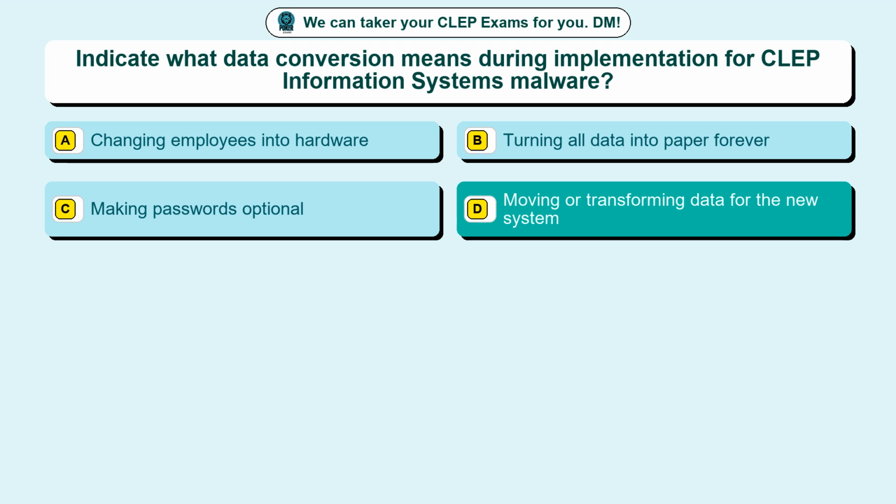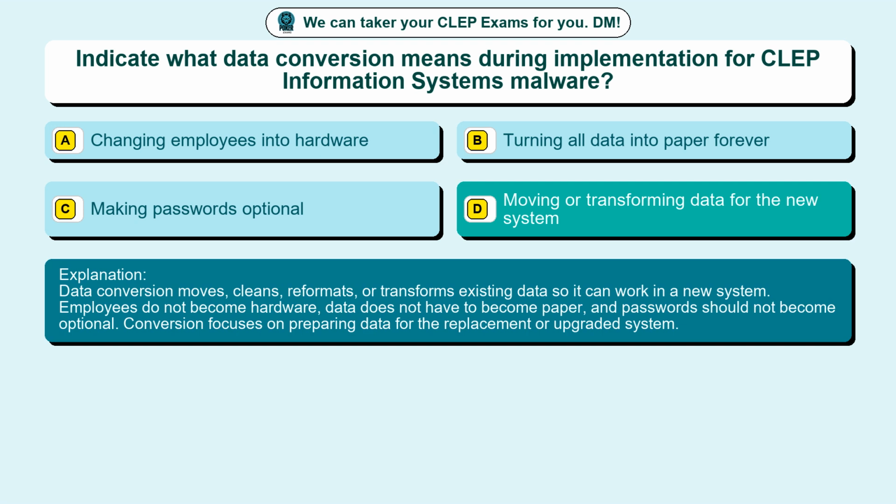The correct answer is option D, moving or transforming data for the new system. Data conversion moves, cleans, reformats, or transforms existing data so it can work in a new system. Employees do not become hardware, data does not have to become paper, and passwords should not become optional. Conversion focuses on preparing data for the replacement or upgraded system.